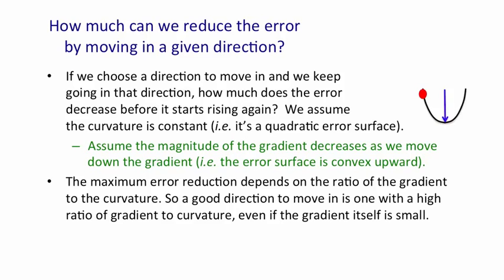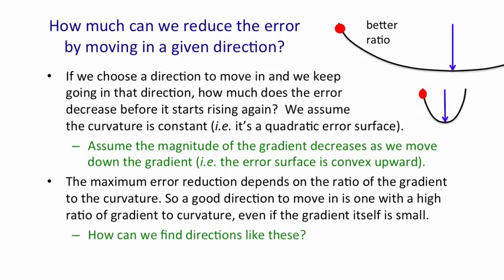So here's an example of a direction we could move in, where the vertical axis corresponds to the error, the horizontal axis corresponds to the weights in the direction we're moving in, and the blue arrow corresponds to the reduction we get if we start at that red point. Here's a surface that has a gentler gradient, but because it's got a better ratio of the gradient to the curvature, we get a bigger reduction in the error by the time we get to the minimum. The question is, how can we find directions like that second one? Directions in which, even though the gradient may be small, the curvature is even smaller.